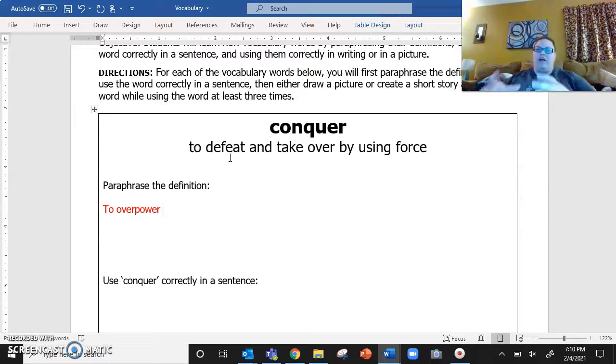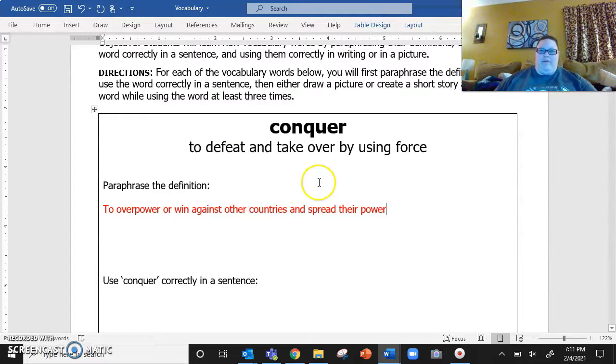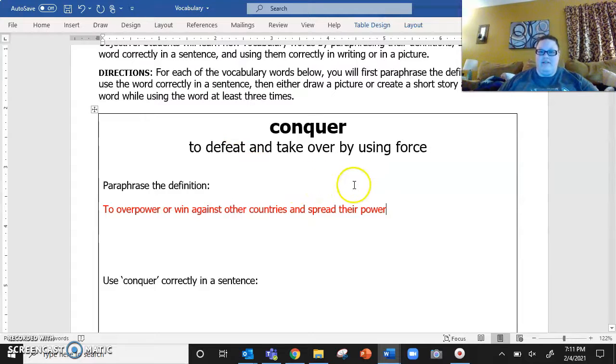It's whole countries conquering other countries. So that the bigger country, the one that conquers, is able to spread and become even larger. So to overpower or win against other countries and spread their power. How's that sound? Okay. Remember, as always, if you need to, pause and copy it down.